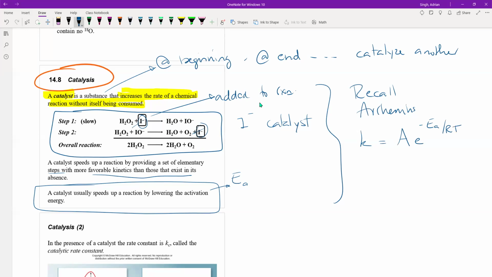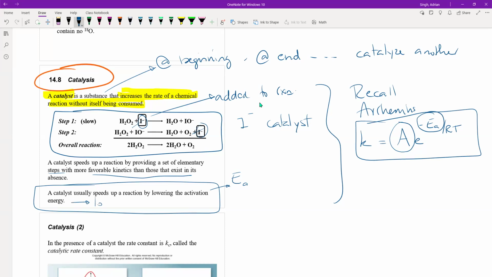So what that means is we can increase the rate of the reaction by increasing the frequency factor A, right? So if we are somehow able to increase the number of collisions, we can increase the rate of the reaction. We could also increase the rate of the reaction by decreasing the activation energy, and that's where this part of it comes into play. And this is what catalysts actually do. They lower the activation energy.